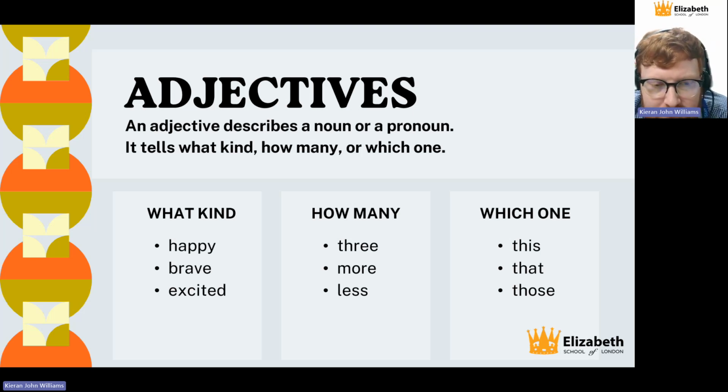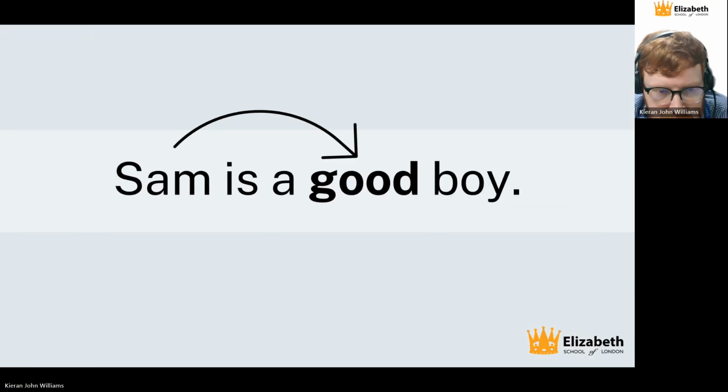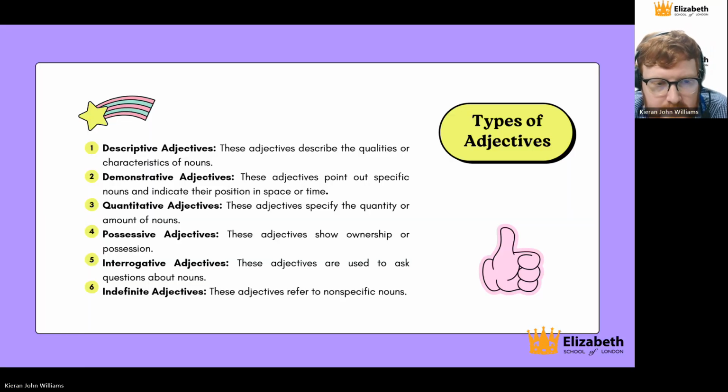Okay. Adjectives can also be about how many. Three is an adjective. More people, adjective. Less money would be an adjective as well. And then we can also have them when they describe which one. So this, that, these, those, they exist as adjectives. In this sentence, "Sam is a good boy," we are saying that Sam is good. He is a good boy. So good describes Sam. It is an adjective. Okay.